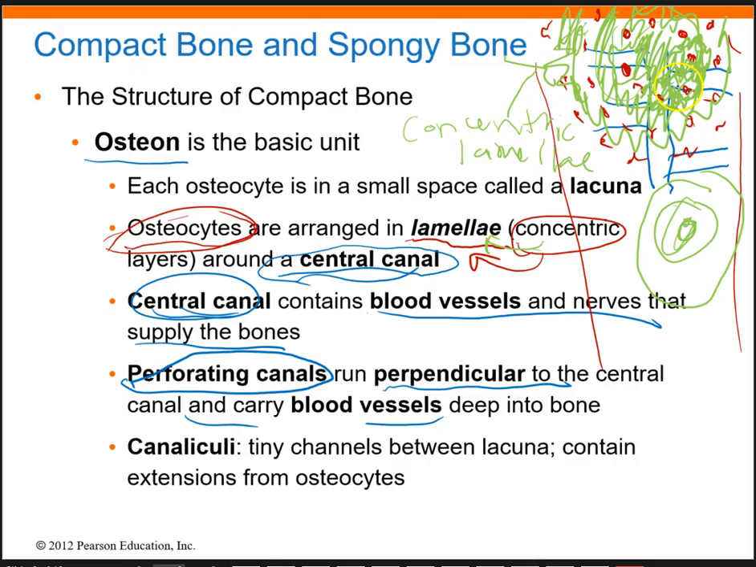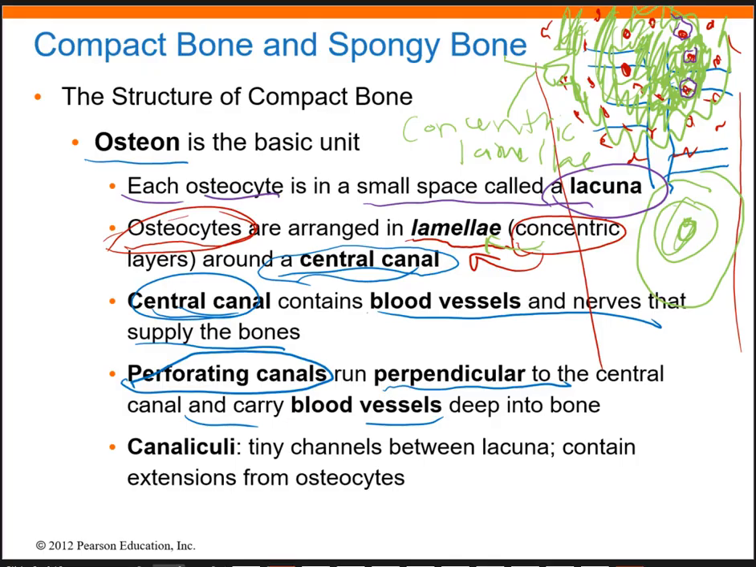So around each cell, we see that there's a little open space. And that little open space that the cell has is called a lacuna. So each osteocyte is in a small space called a lacuna. And then everything else is covered with the layers of bone matrix, the concentric lamella.